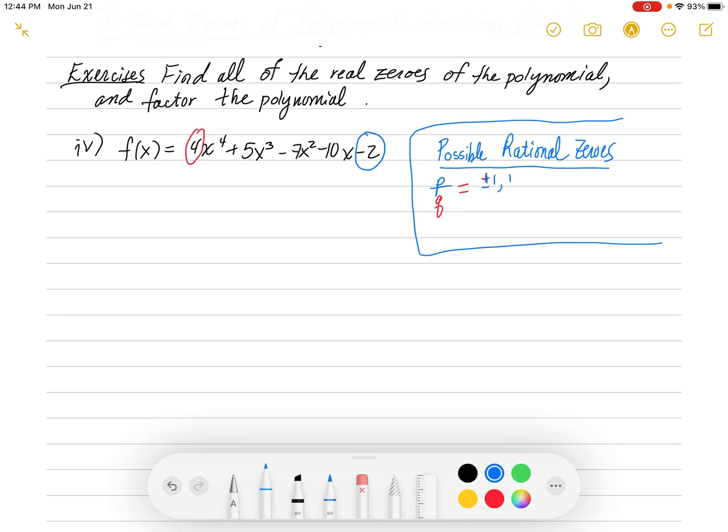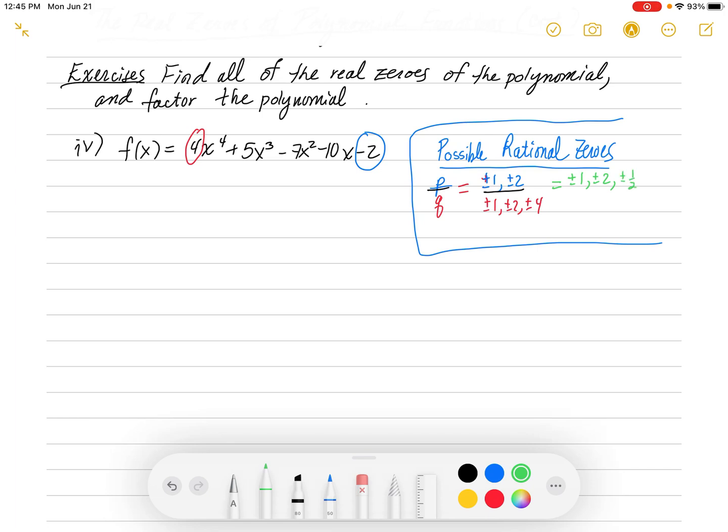So we're going to have, let's see, divisors of negative 2 are plus or minus 1, as well as plus or minus 2. As for the divisors of 4, the leading coefficient, those would be plus or minus 1, plus or minus 2, plus or minus 4. Now we go through all the combinations, top over the bottom. So the p's over plus or minus 1, the p's over plus or minus 2, the p's over plus or minus 4. So we get plus or minus 1, plus or minus 2, that's over 1.